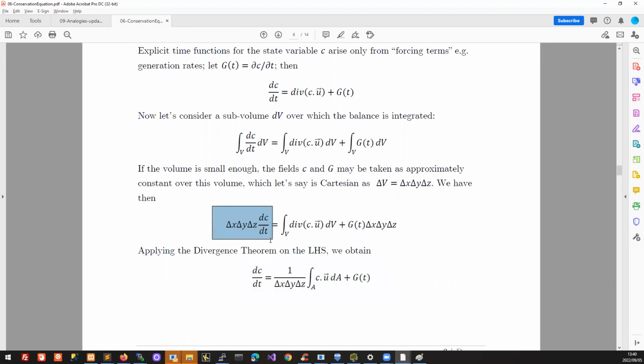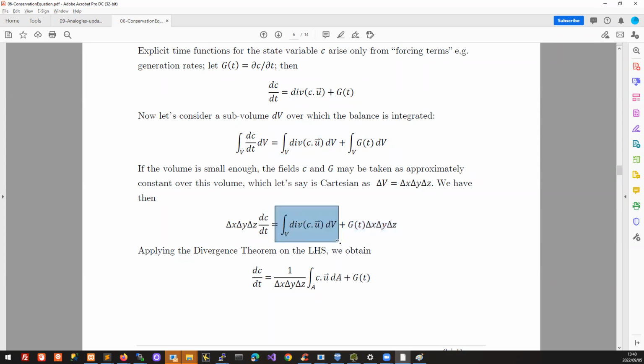So let's say we took a control volume, delta X, delta Y, delta Z. It's a very small volume, right? So this integral can be approximated as this volume just times this dc dz. And then on the right-hand side, we are still maintaining the calculation precisely as the integral in this way, and then this generation term.